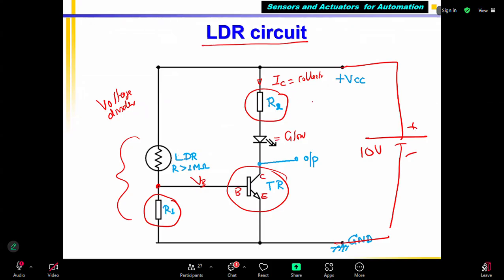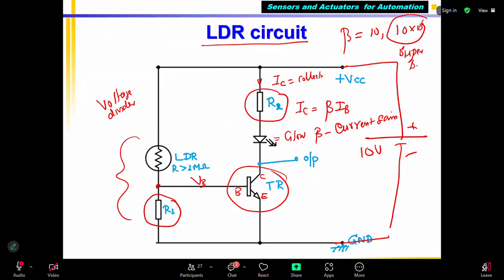The collector current, note down the formula: IC equal to beta times IB, where beta is called the current gain. Note down. Current gain of the transistor for a given transistor is decided by the manufacturer. While buying a transistor, you should ask what is beta. Beta can vary from 10 to 1 lakh also, 10 into 10 power, even more than that also. When beta is very high, it is called a super beta transistor. They call it by the nickname super beta transistor.